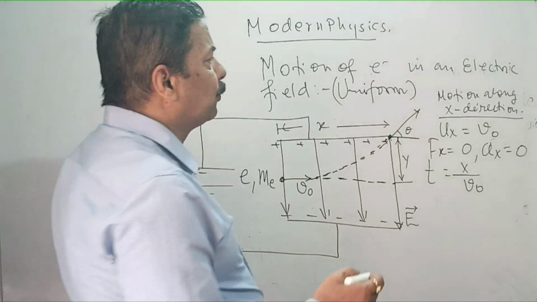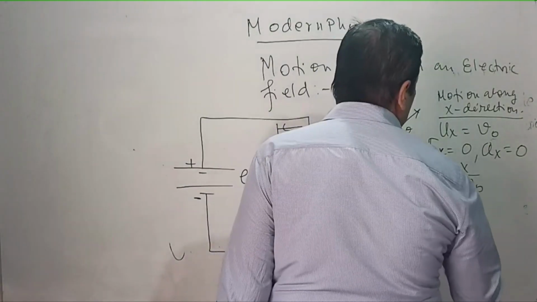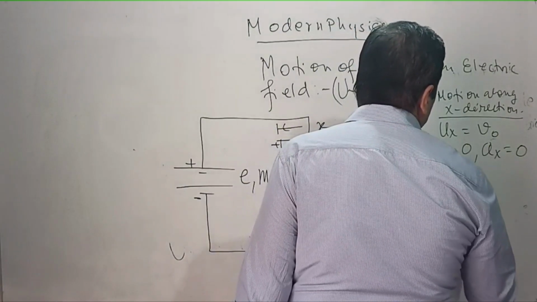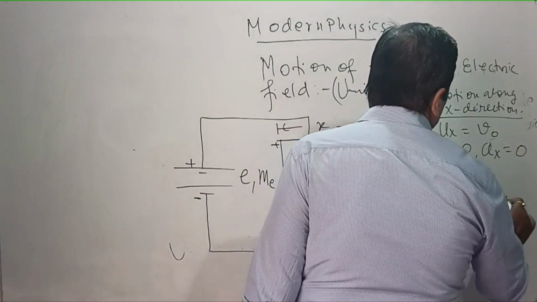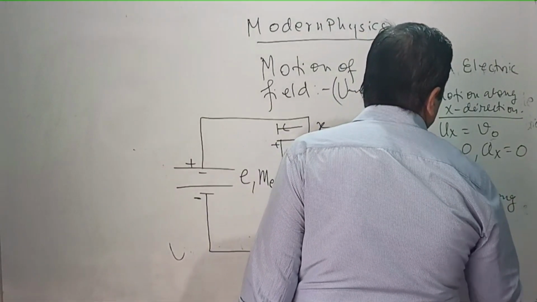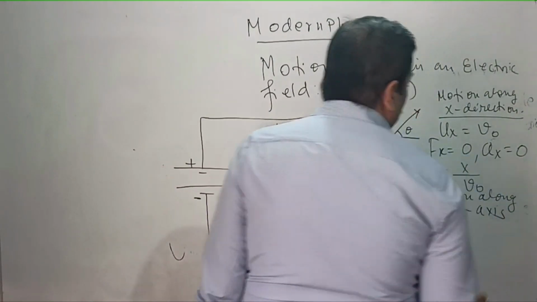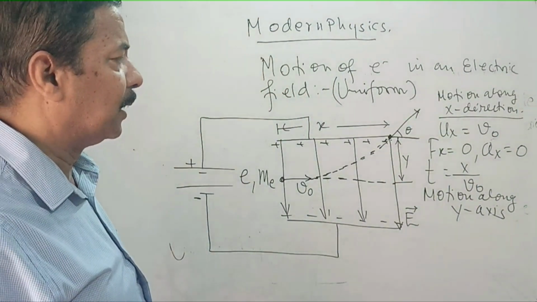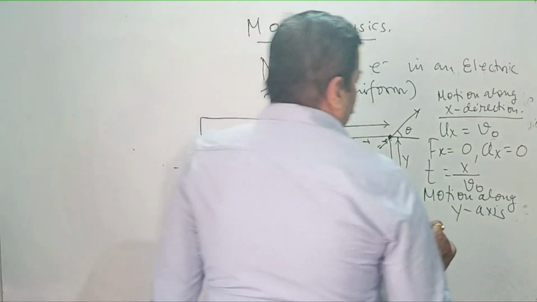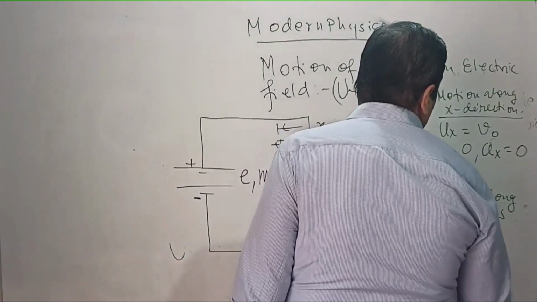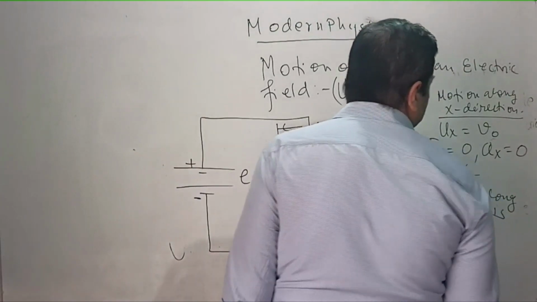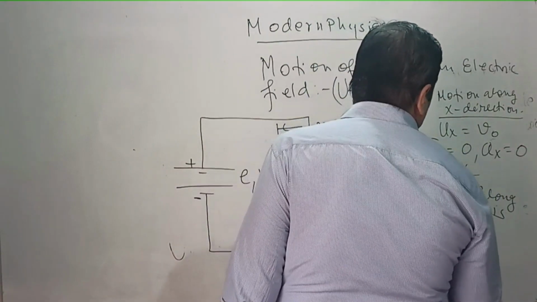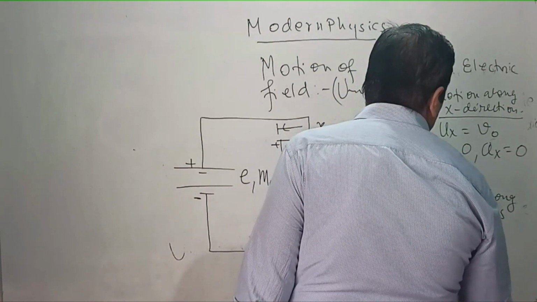Now if we want to find the motion along the y-axis, then let us try to understand. u_y, the initial velocity in the y-axis, is 0. F_y is equal to eE.